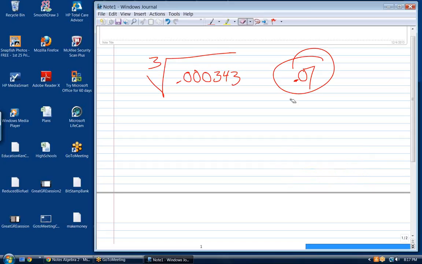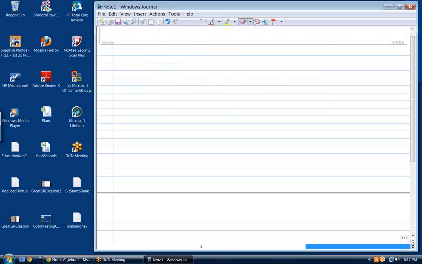Best way to tell is, whatever answer you get, multiply it together 3 times and see if you get this number. Of course you're not going to be allowed to use your calculator, I would imagine, on these, just because it would take all the fun out of it. Okay? What do you got beyond cube roots?